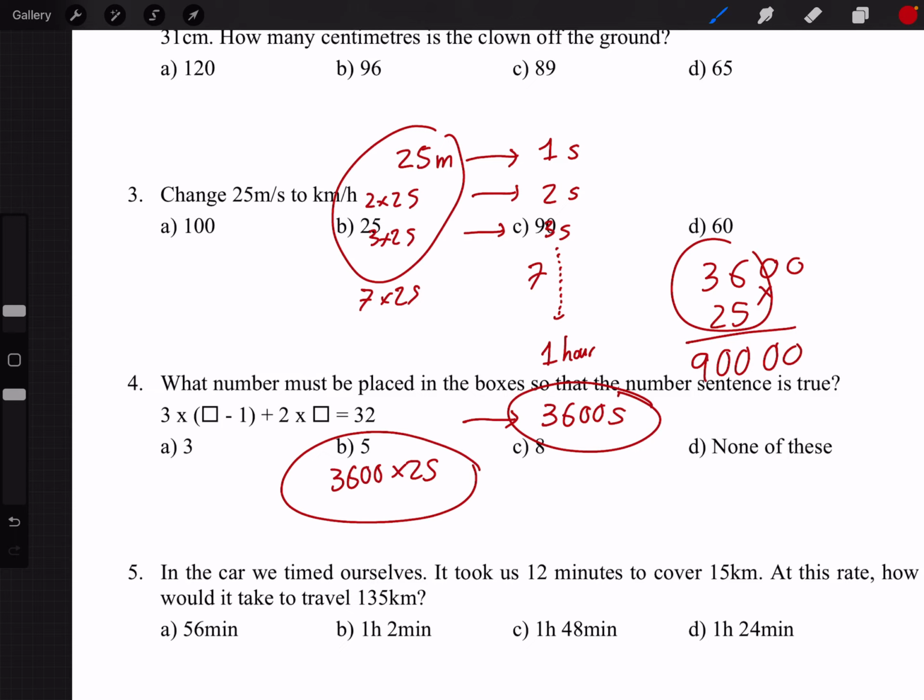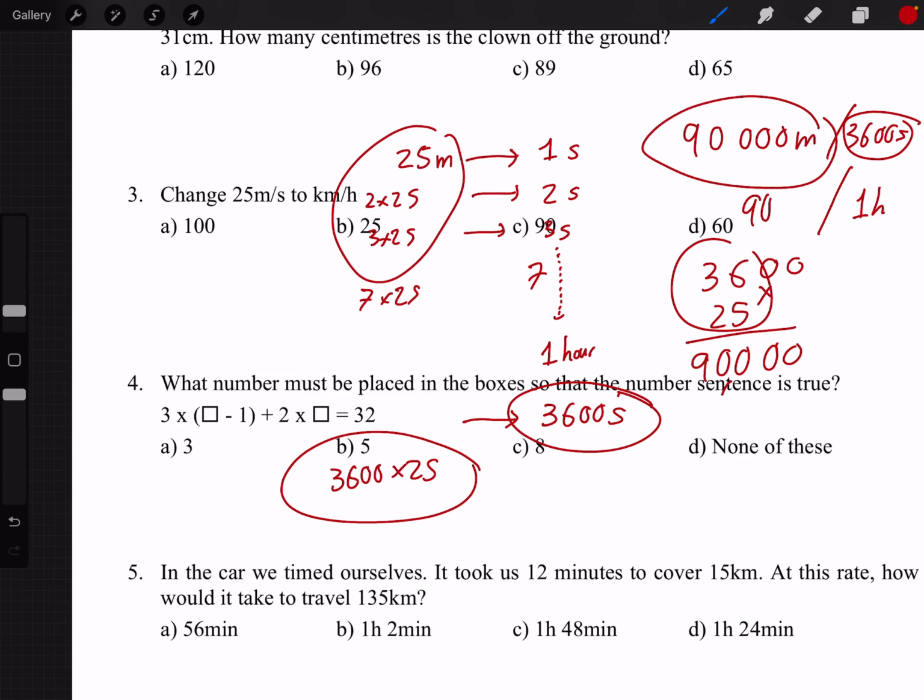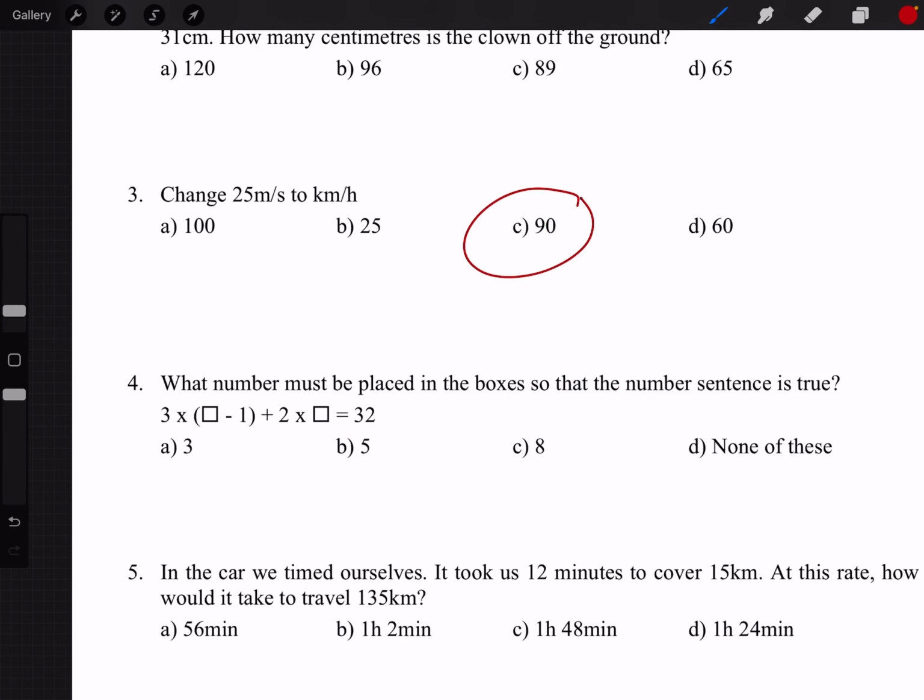900, is it? 900 so that's 90,000. So this is 90,000 meters per 3,600 seconds. This is the same as 1 hour. And now we change this one to kilometers. That's 90 kilometers per hour. You're done. So that will be that one.